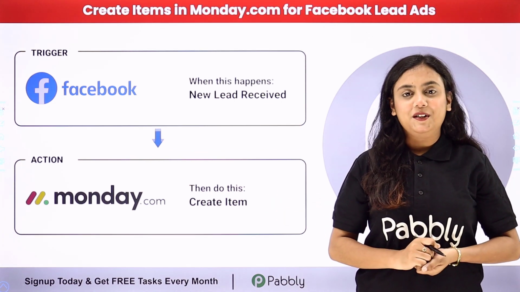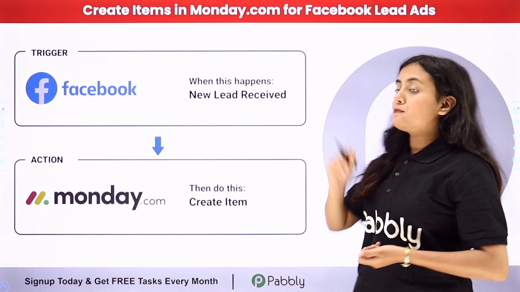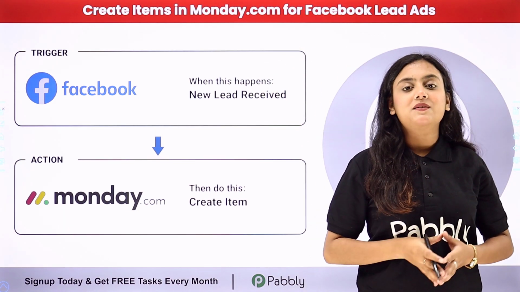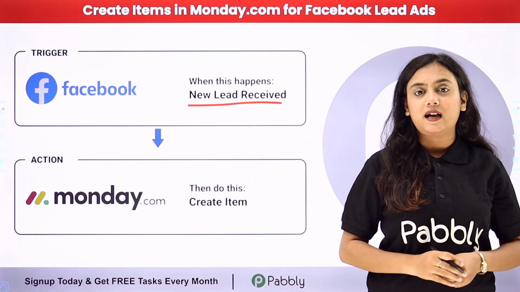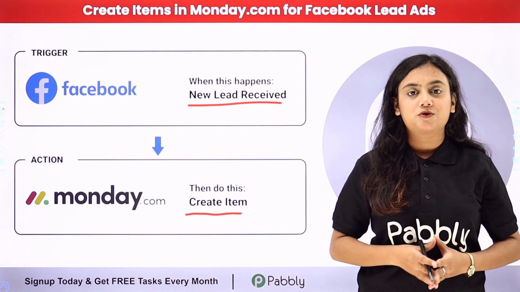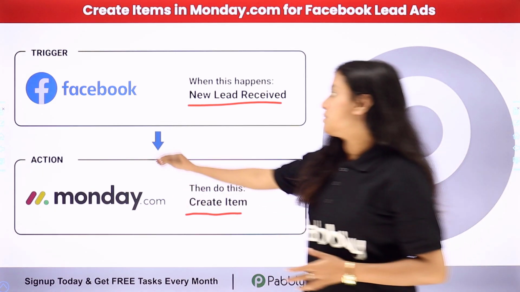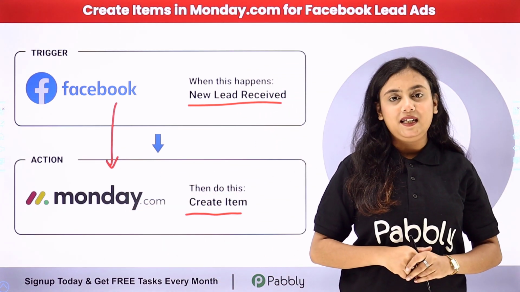In this video, we're going to learn how to create items in mundane.com for Facebook lead ads. So my objective is that whenever a new lead is generated with the help of Facebook lead ads, automatically an item should be created in my mundane.com account. For that, we need to create an automation between Facebook lead ads and mundane.com with the help of Pabbly Connect.